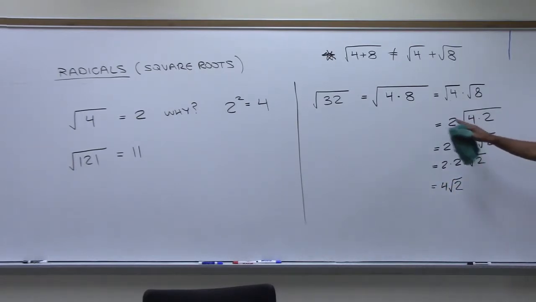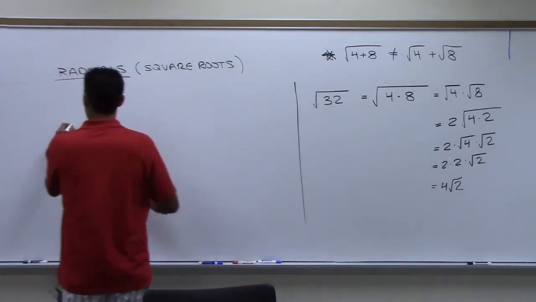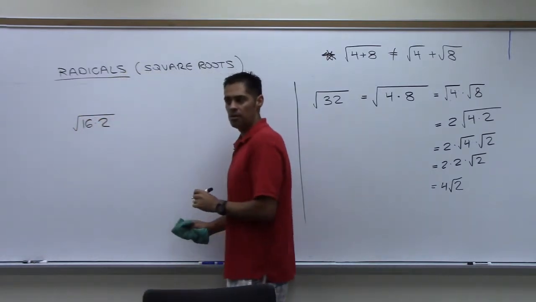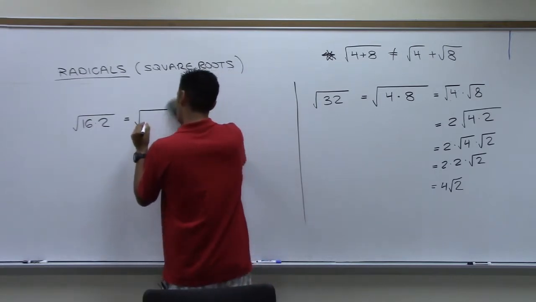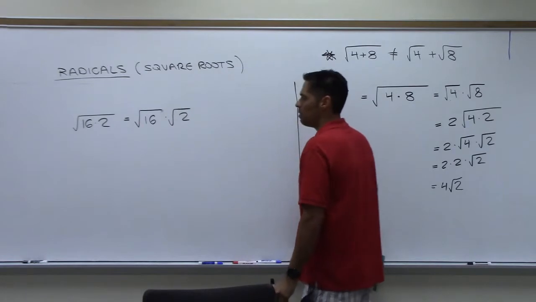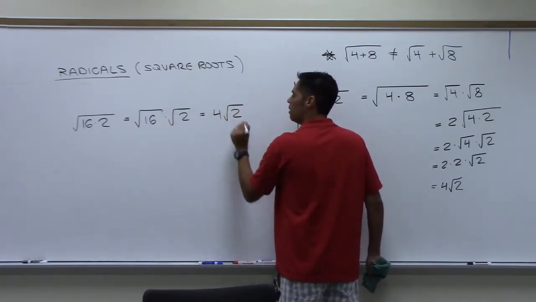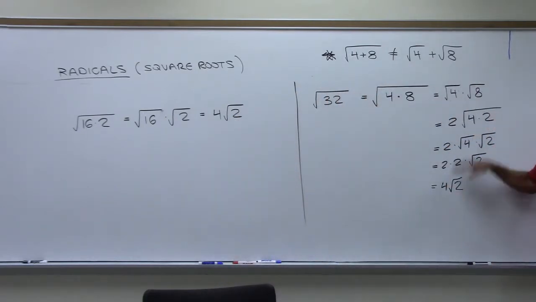Now, I said that you could do it this way, or you could have done the root 16 times 2. That was also one of the options. If you split it up, it's root 16 times root 2. And what's the square root of 16? 4, and then root 2. And you can't break the root 2 down, so you see you're already here without all this work.